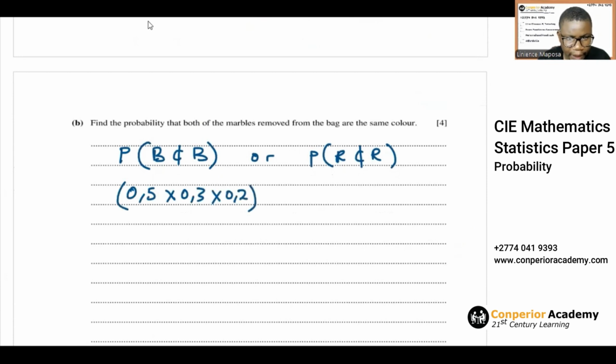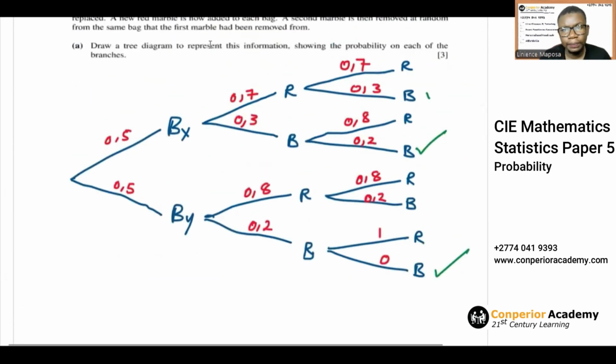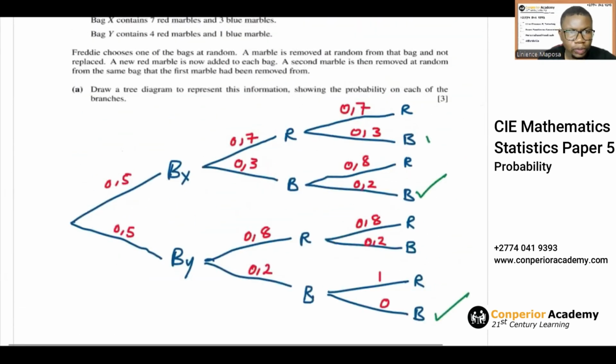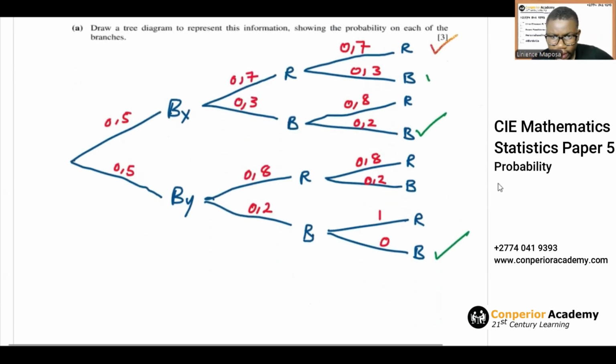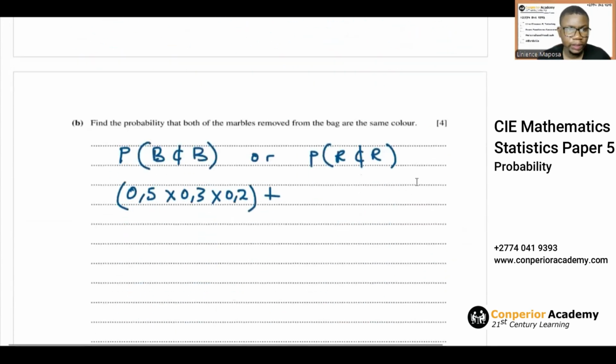Okay? Plus the probability of picking red. The probability of picking red, then followed by red. So that's the top branch, red, red. I pick red and then I pick red. Now I need another situation that gives red, red. That would be this. So I have 0.5 times 0.7 twice, which means 0.7 times 0.7. So down here, I will say 0.5 multiplied by 0.7 twice.